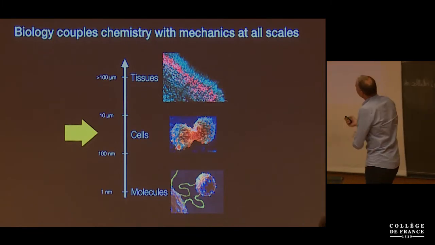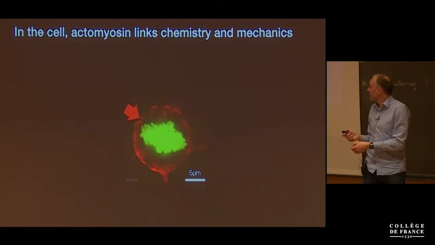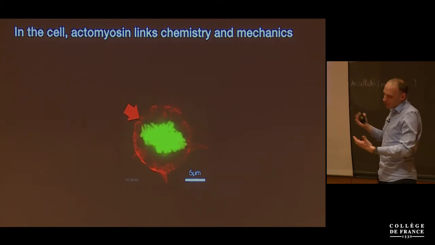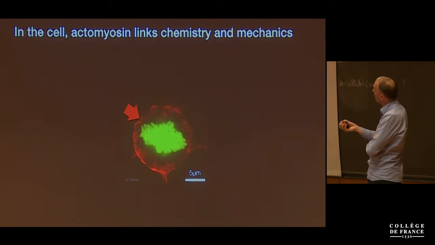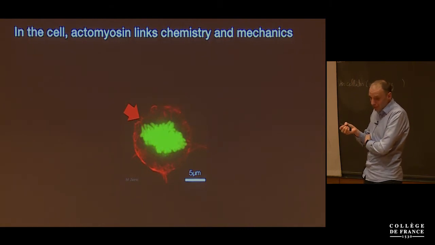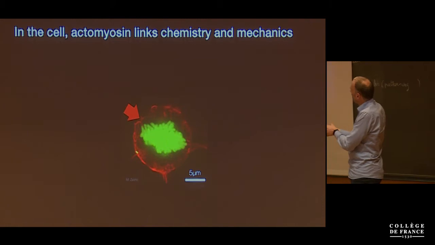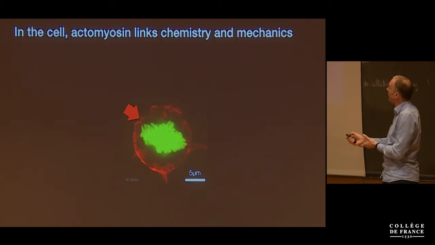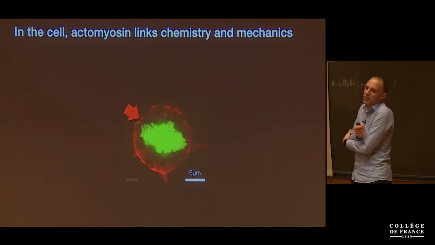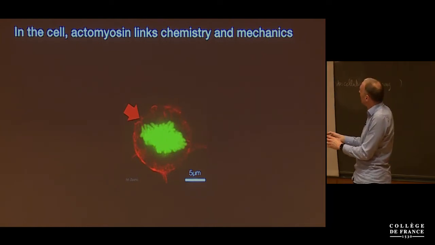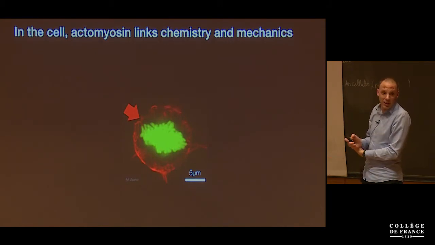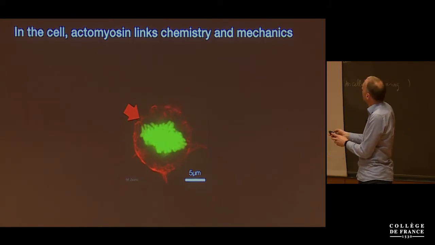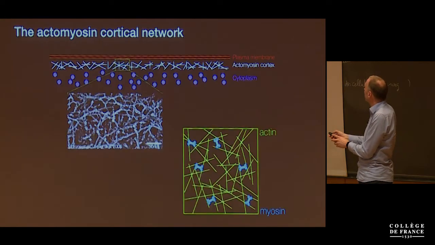So, exactly. Let's look at the cellular scale. At the cellular scale, these motor proteins don't walk in the void. They walk along a filament. These myosin motor proteins in particular form, together with filamentous actin, the so-called actomyosin cortical layer. This actomyosin cortical layer, which sits just underneath the plasma membrane, is a critical link between chemical signaling and mechanical processes inside the cell. So this structure looks like this.